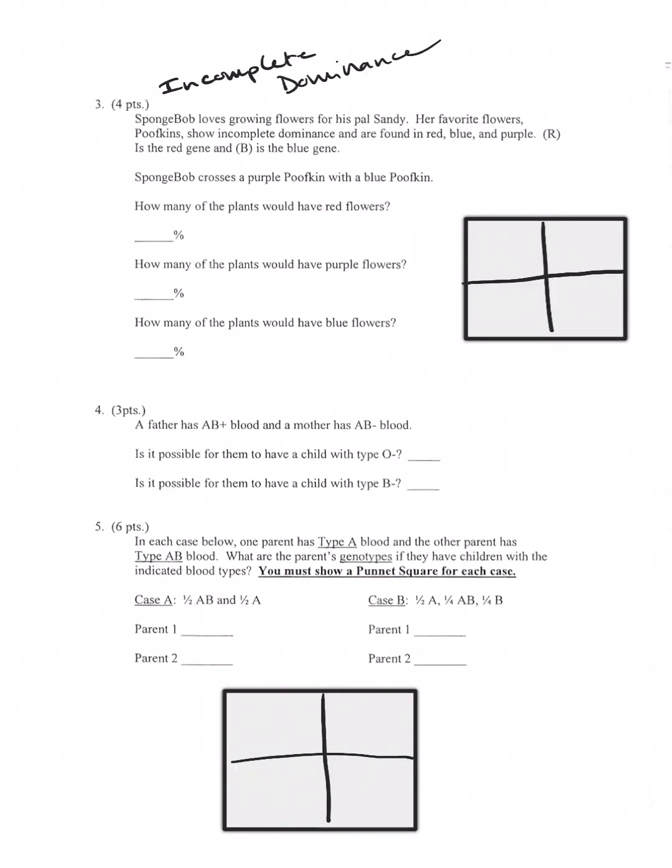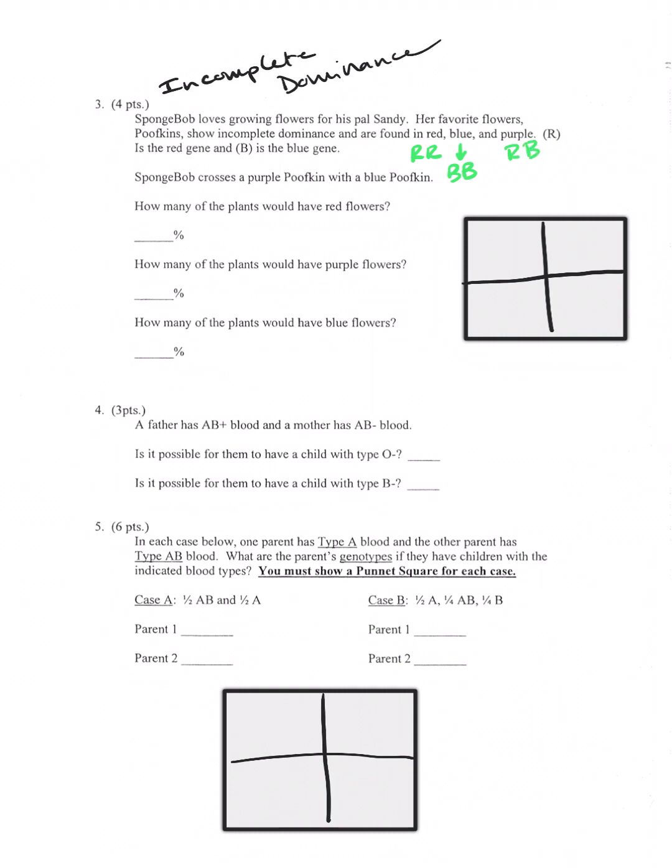The next problem that we're going to go over is incomplete dominance. So the question says that SpongeBob loves growing flowers for his pal Sandy. Her favorite flowers, pumpkins, show incomplete dominance and are found in red, blue, and purple. R is the red gene and B is the blue gene. So in order for something to be red, it must have the genotype capital R, capital R. In order for something to be blue, it has to have the genotype capital B, capital B. And the genotype for purple is 1 red allele and 1 blue allele.